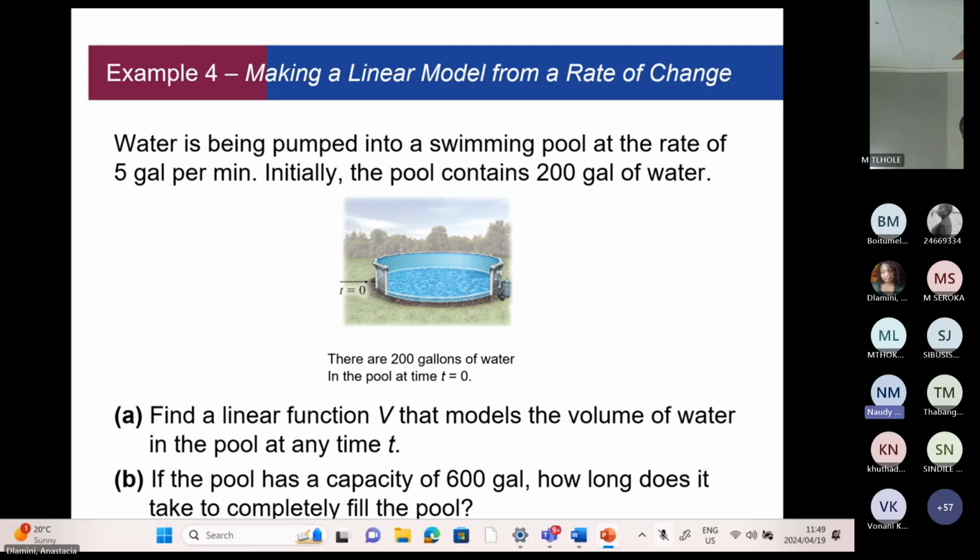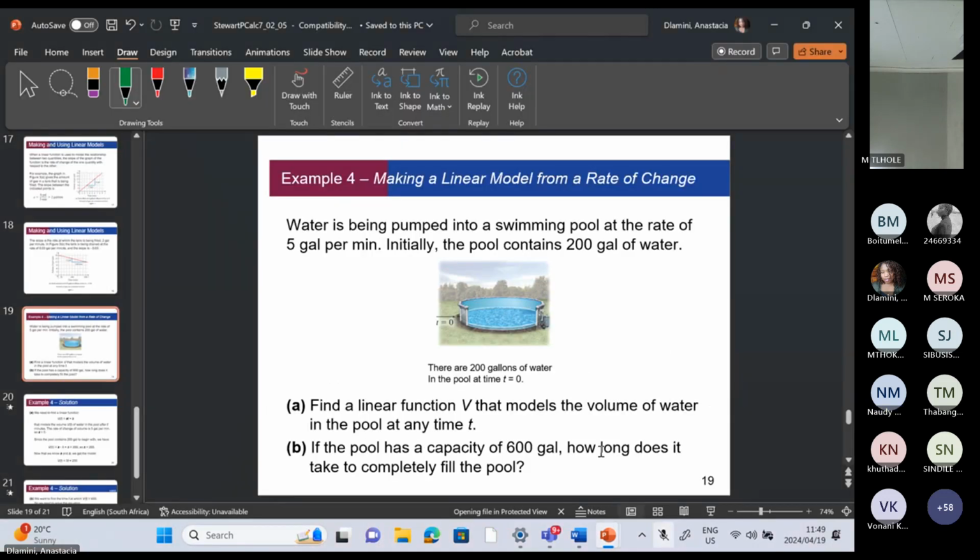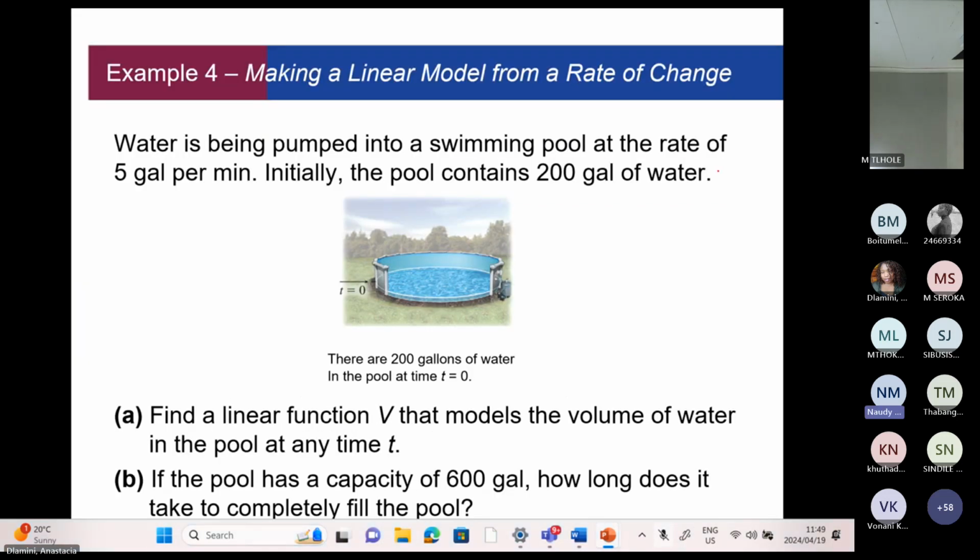The way I understand this question myself, we've been given that water is pumped into a swimming pool at the rate of 5 gallons per minute. Initially, the pool contains 200 gallons of water. Number A, find the linear function V that models the volume of water in the pool. First we have to identify that the initial volume of the water in the pool is 200 gallons. Is that the given information? Yes. And then I think we have to determine the rate at which the water is being pumped into the pool, which is 5 gallons per minute, I guess.